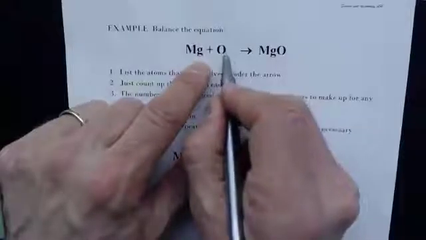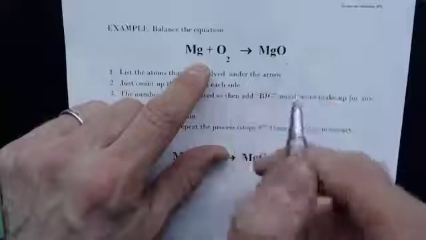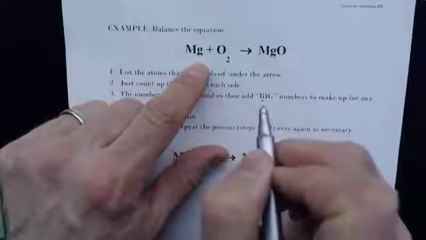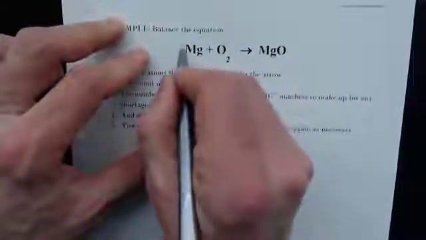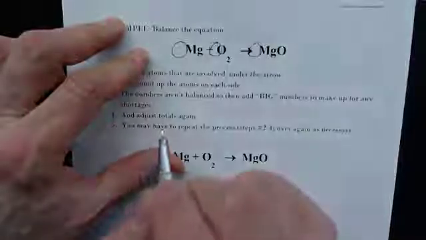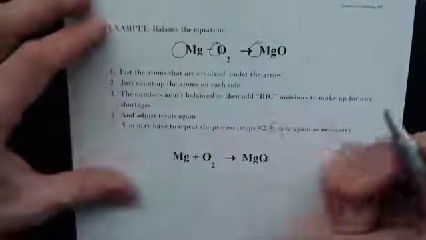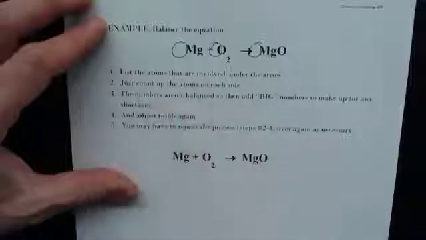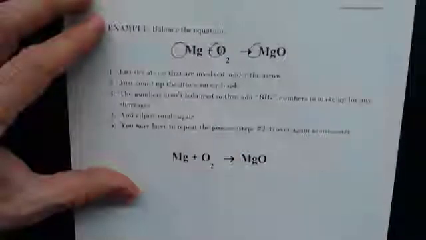Here, there are two oxygens. There should be two oxygens on that side. No, there aren't. This reaction is not balanced. So we have to balance it. What does that mean? It means we have to put a number in front of each of these so that the number of particles balance out. So you have the process right here. You can pause it and read it if you want to. But I'm just going to go ahead and do it. So let's go to the reaction.